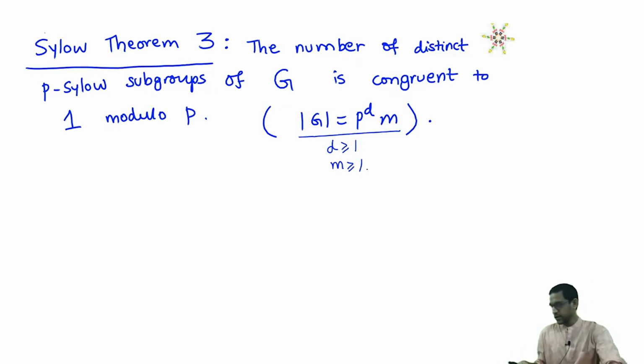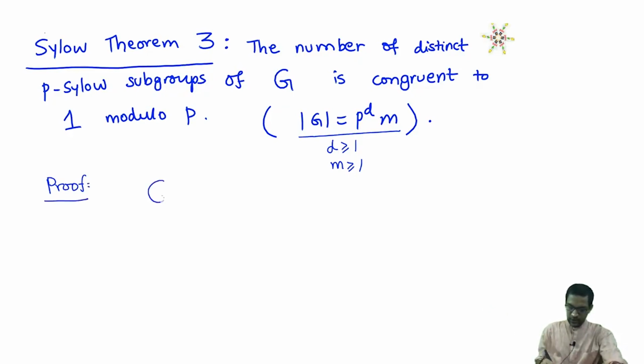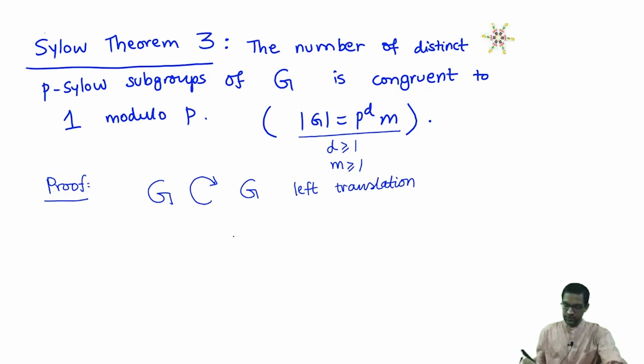Now this again involves some very interesting ideas, and as before it uses the set X that we have been looking at repeatedly. So here's the proof. Let's go back to the action of G on itself. So G acts on itself by just left translation. Recall we used both left and right translations in the earlier proof of Sylow 2. Now we'll go back to just the left translation.